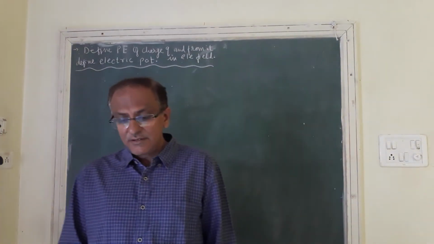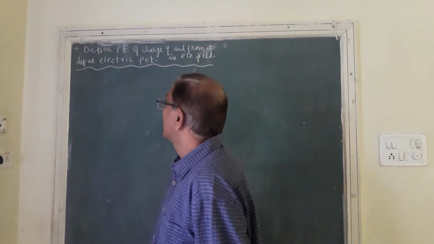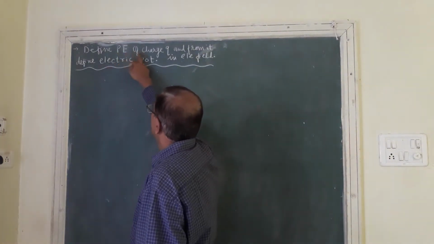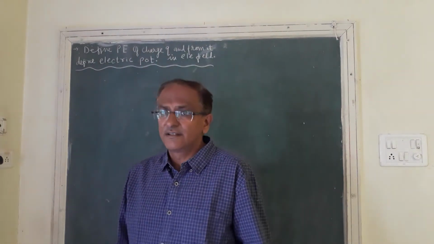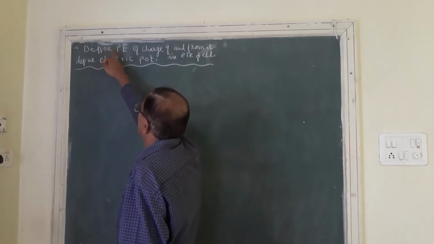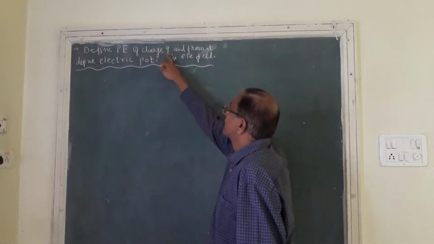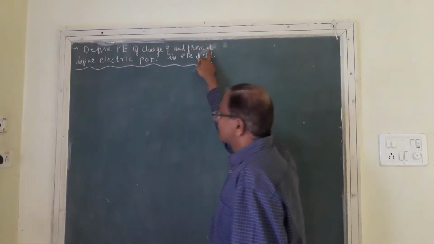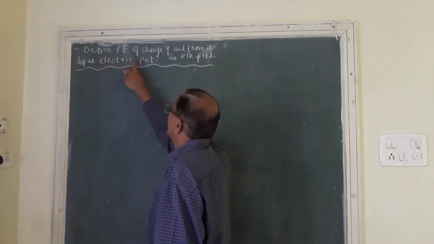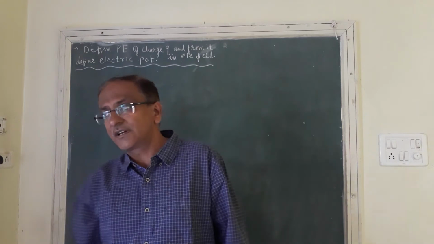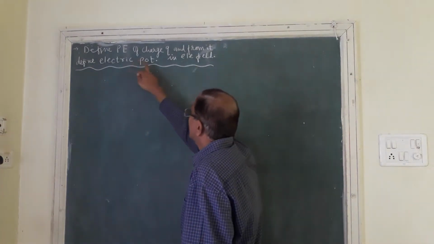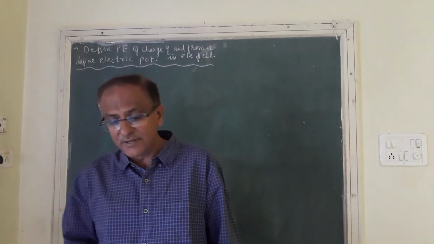Okay. Now yesterday we have defined the potential energy of charge. So first of all we will again define it. That is, define potential energy of charge Q, and from it define electric potential in electric field. So today our topic is to define electric potential in the electric field.